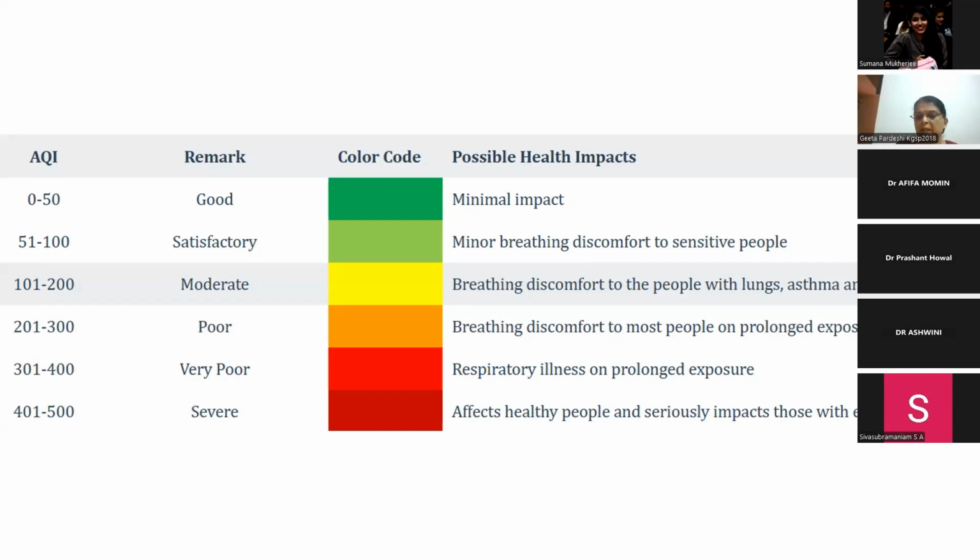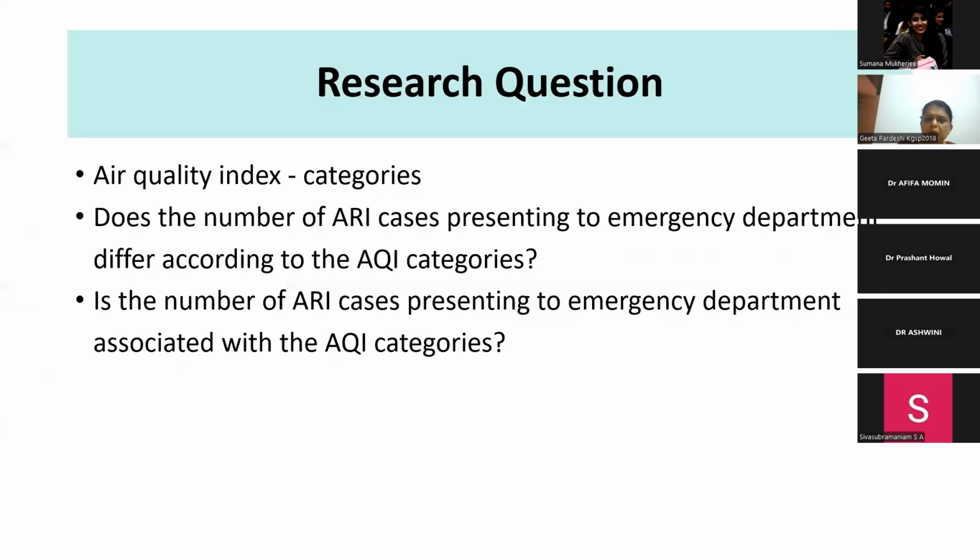It will be easier, even for clinicians, to look up the category and have a rough idea about the cases one would expect on that particular day. So the research question is now with regard to the categories and not a 1 unit change. The question becomes: does the number of ARI cases presenting to the emergency department differ according to AQI categories, or is the number of ARI cases presenting to the emergency department associated with AQI categories?